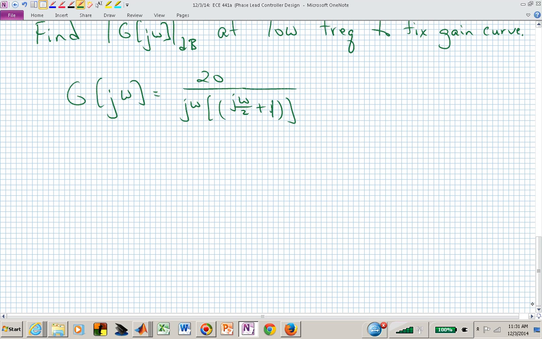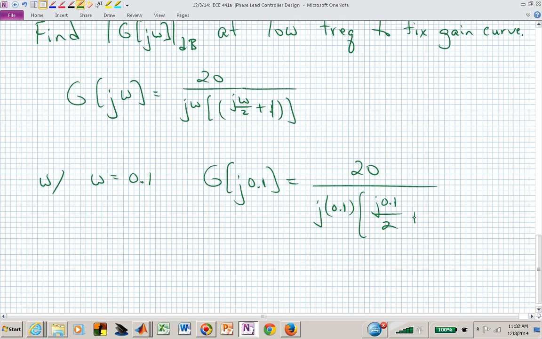And if we look at a frequency of 1, the linear factor hasn't kicked in. Let's just go 1 decade before that, just so that we know that we're to the left, at lower frequencies than any breaks that might occur. The pole at the origin is always going to be on, which now says that for an omega equal to 0.1, we can look at G(j0.1) equaling 20 over j times 0.1, and now we have j0.1 over 2 plus 1.